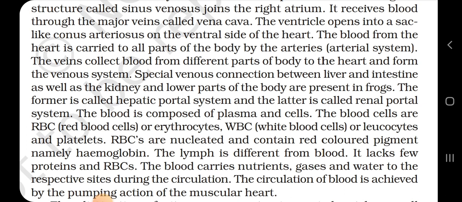Special venous connections between the liver and intestine, as well as between the kidney and lower parts of the body, are present in frogs. The former is called the hepatic portal system and the latter is called the renal portal system. The blood is composed of plasma and cells. The blood cells are RBC, red blood cells or erythrocytes, WBC, white blood cells or leukocytes, and platelets. RBCs are nucleated and contain a red colored pigment, namely hemoglobin.